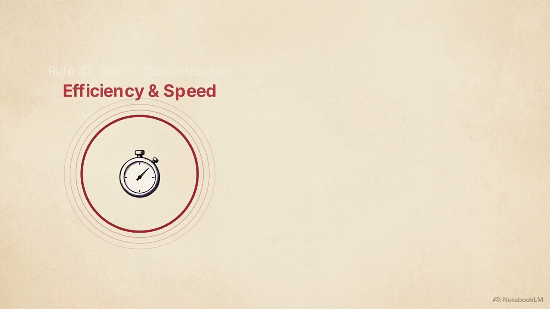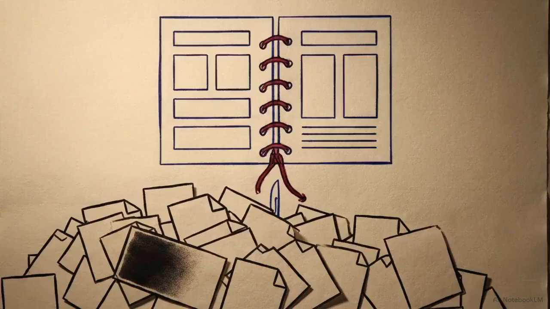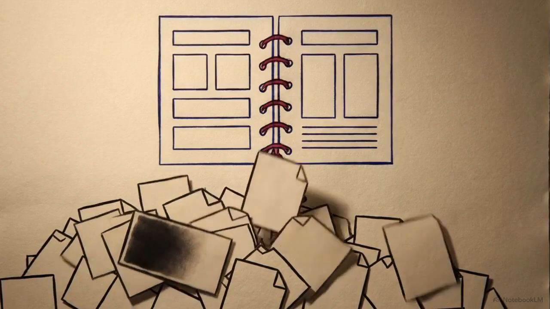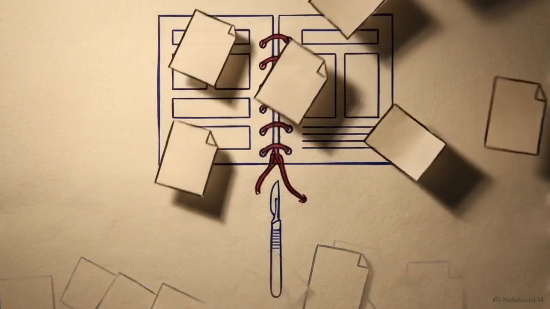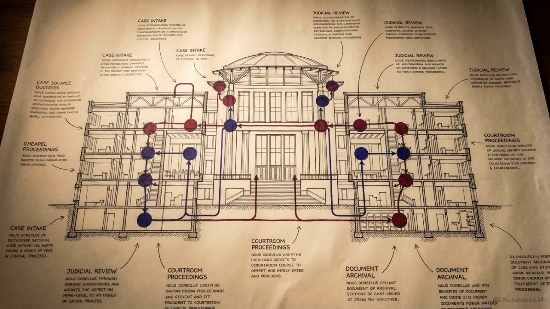Section 1 sacrifices granular separation to save time. Section 2 sacrifices time to save fairness. When evaluating multi-party hypotheticals, immediately look for the common threads of law or fact to consolidate, and identify the highly technical, prejudicial outliers to sever. Rule 31 provides the structural framework for litigation management, allowing the court to organize disparate claims into a single proceeding.